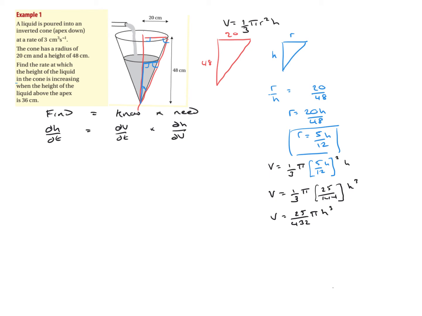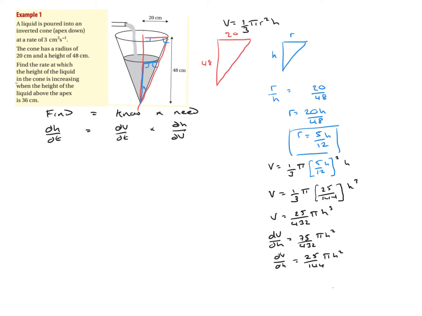Now, we can see here that we need dh/dV, and we've got V here. So what we're going to do is work out the differential dV/dh. If we do that, we get dV/dh is equal to, remember to bring down the power, 3 by 25, which is 75 over 432, pi h squared this time. I think it simplifies, 3 goes into both of them, so 25 over 144 pi h squared.